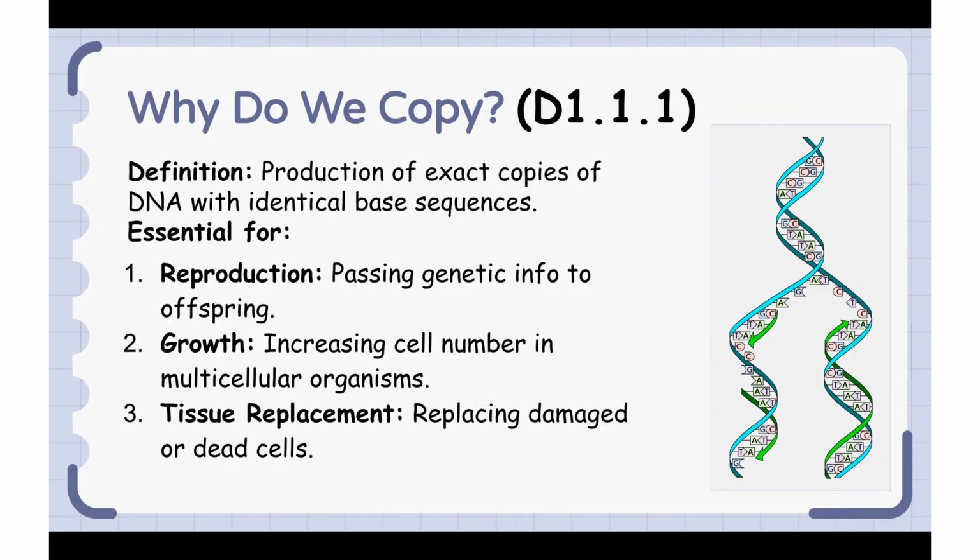We replicate DNA for three main reasons. First, reproduction, so your children inherit your traits. Second, growth, so you can go from a single zygote to a trillion-celled adult. And third, tissue replacement, because your skin and gut cells are constantly wearing out and need identical backups.